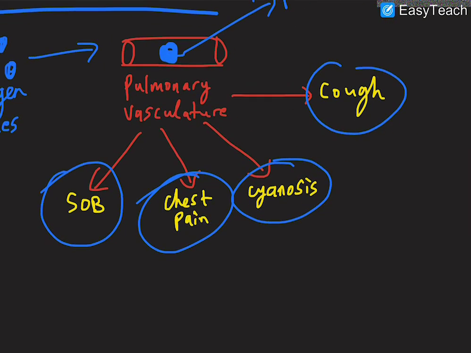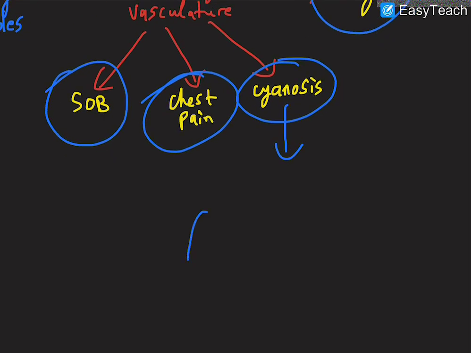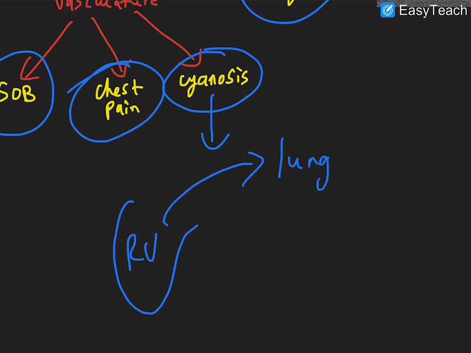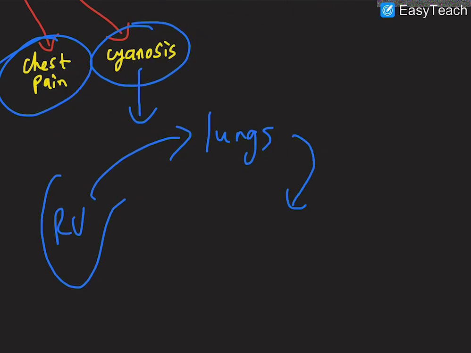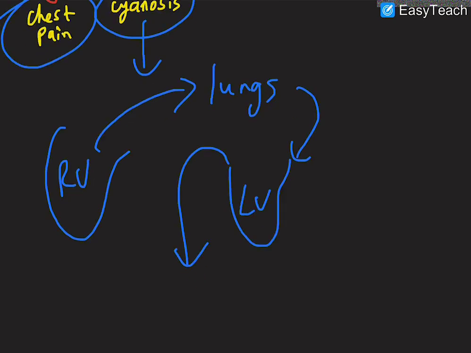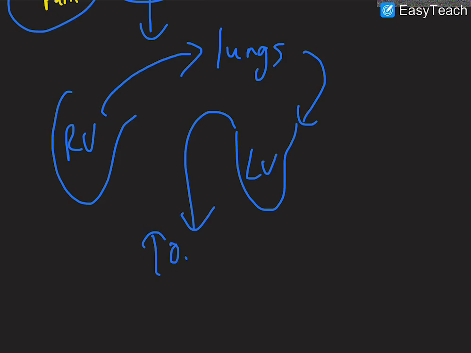For example, why would you get cyanosis? Remember, the right ventricle sends blood over to the lungs to get oxygenated. Then it goes to the left ventricle, and from the left ventricle you get oxygenated blood that goes into your systemic circulation.